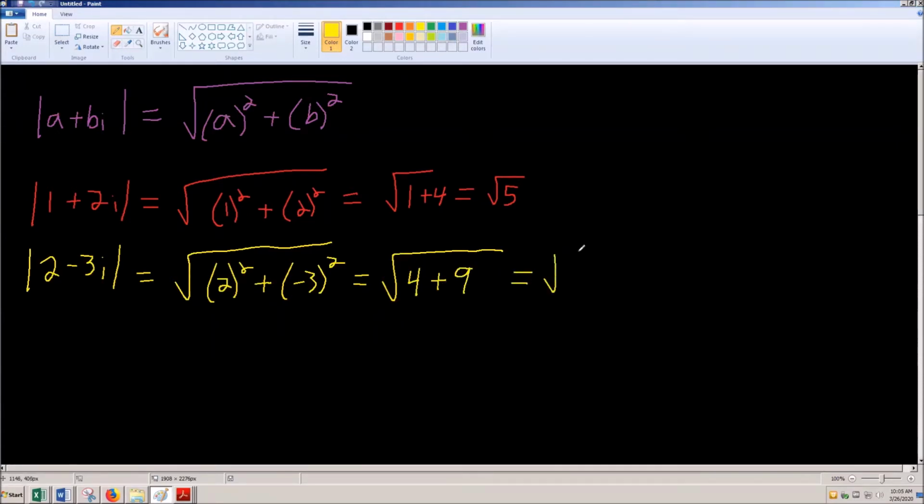What's this type of question called again? This is finding the absolute value of complex numbers.